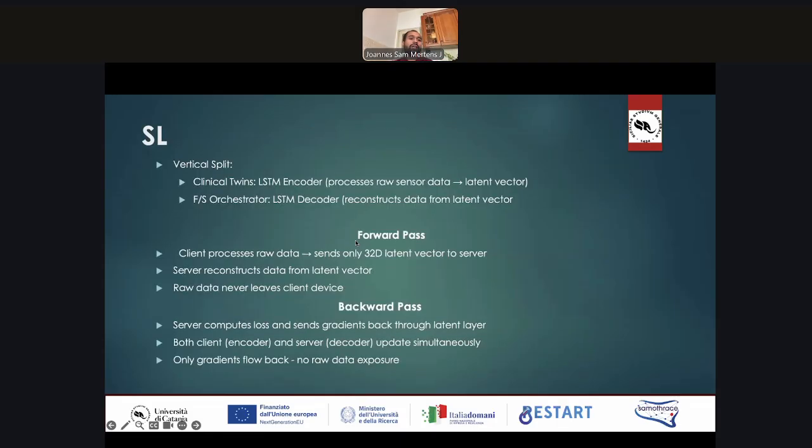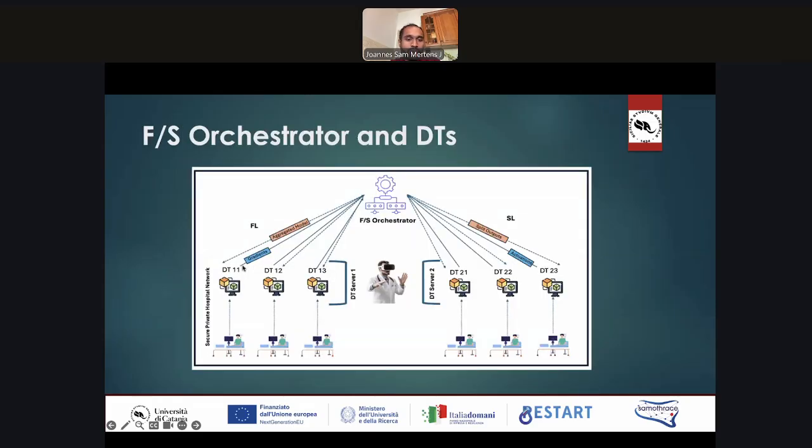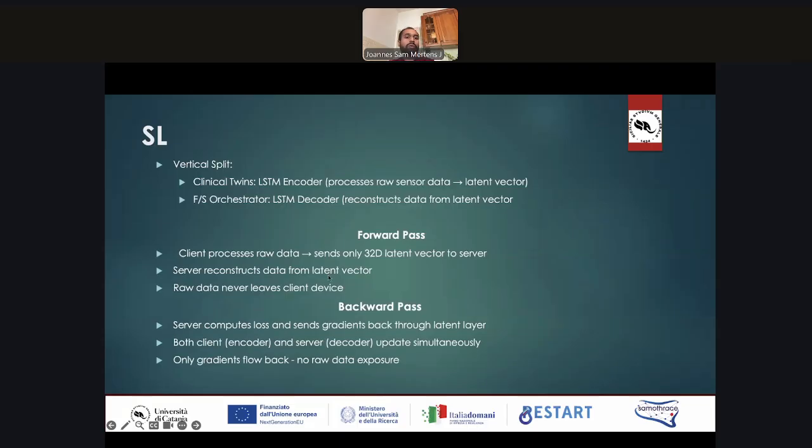So when you have split learning, here we actually had an autoencoder, like in the previous work, with an encoder and decoder. The encoder was in the digital twins, in DT11 or DT12, and the decoder in the orchestrator. So only the activations are sent forward, and no raw data is sent from the digital twin. So this was very much secure.